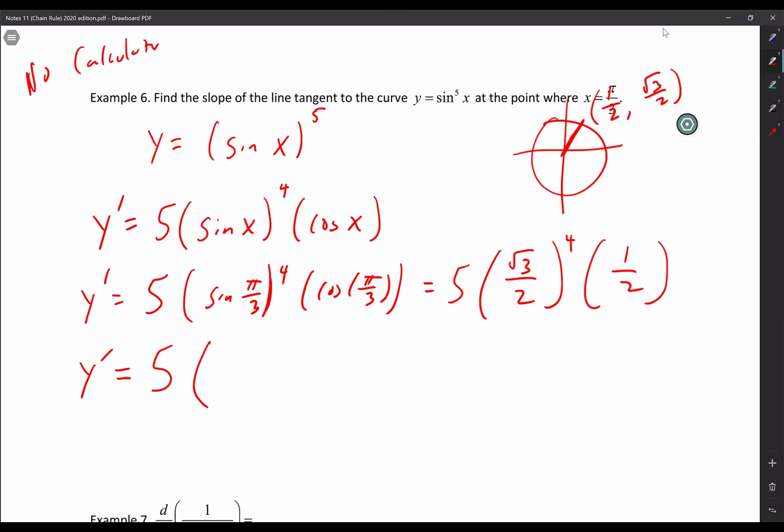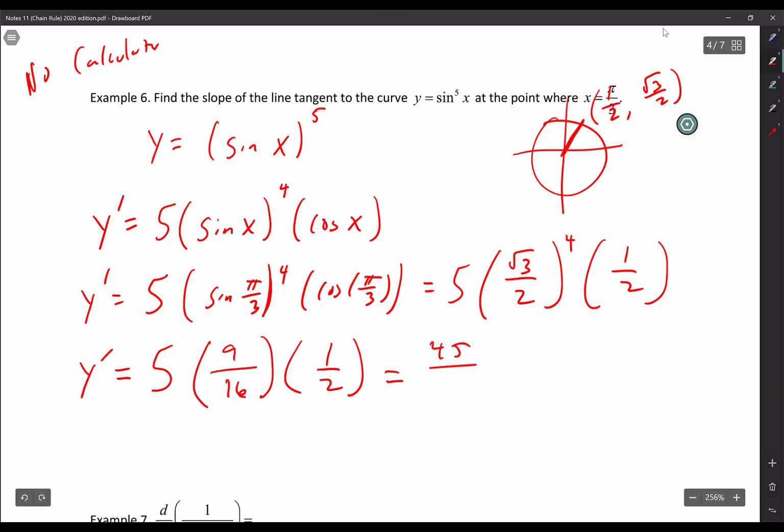Square root of 3 times square root of 3 times square root of 3 times square root of 3. Well, square root of 3 times square root of 3 is 3, and then square root of 3 times square root of 3 is another 3, so it must be 9. 2 times 2, 4. 4 times 2, 8. 8 times 2, 16. Finally, 5 times 9. Is that 45? 16 times 2. There it is. 45 over 32 is my slope when x is pi over 3.